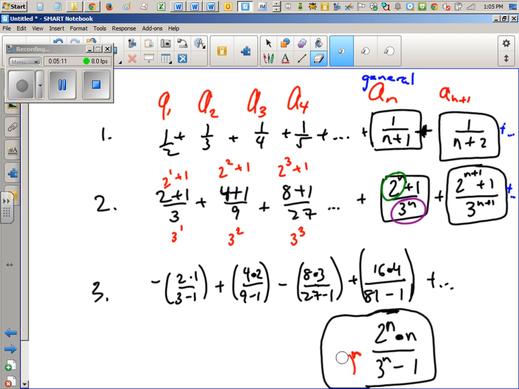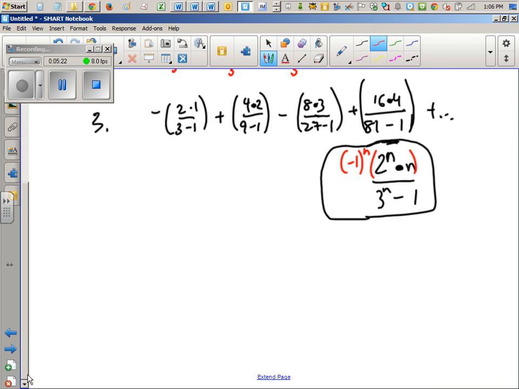Okay, question. Did anybody try to combine this into negative 2 to the n times n over 3 to the n minus 1? Because you could do that too. You could actually take the negative 1 to the n times the 2 to the n, and put those together and call it negative 2 to the n. You're allowed to do that. Did anyone write it that way instead?